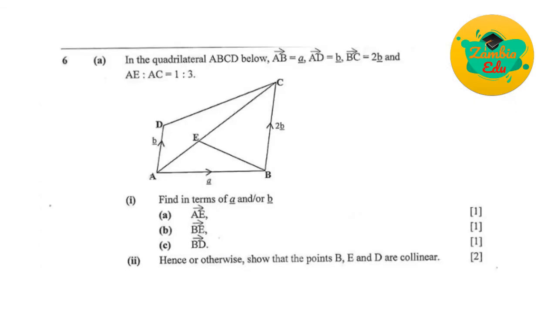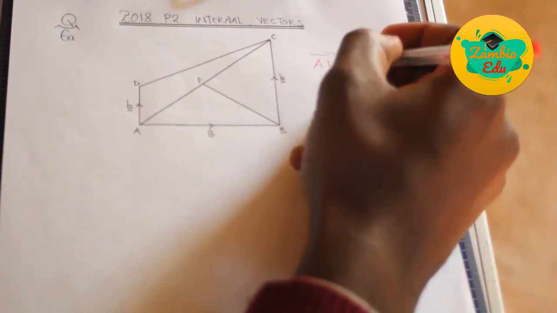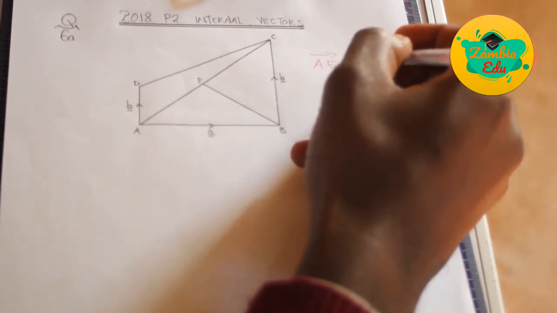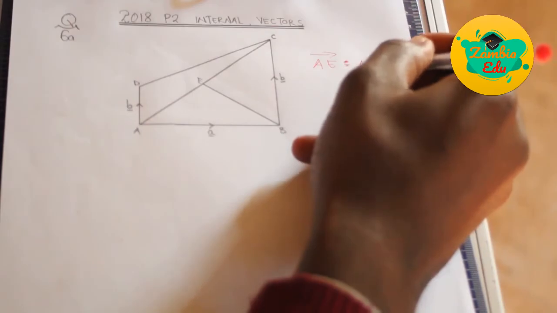2018 Paper 2 Vector Questions. The vector question came as question number 6A in 2018 internal, and the question reads: in the quadrilateral ABCD below, vector AB is equal to A, vector AD is equal to B, vector BC is equal to 2B, and vector AE to AC is in the ratio 1:3.